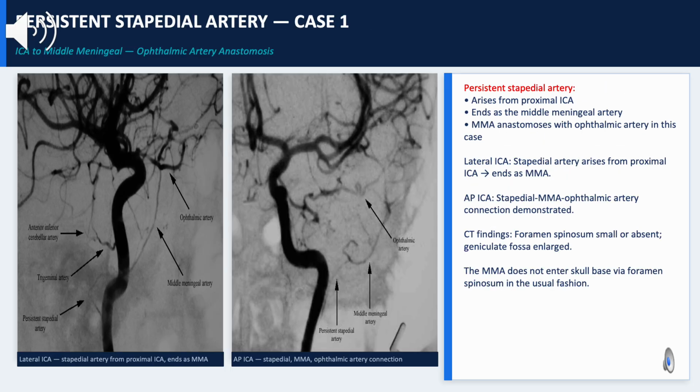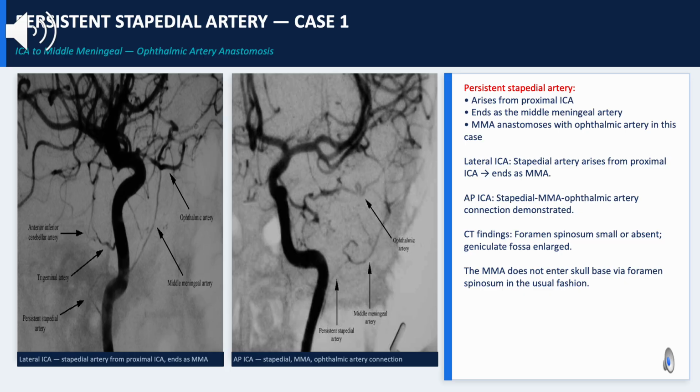The persistent stapedial artery is clinically important because it converts the middle meningeal artery, normally an ECA branch, into an ICA branch. This means that in patients with this variant, embolization of the MMA will occlude an ICA branch, not an ECA branch. The CT findings are pathognomonic. Absent or hyperplastic foramen spinosum on bone window CT confirms the diagnosis before angiography because the stapedial artery does not use the foramen spinosum pathway.